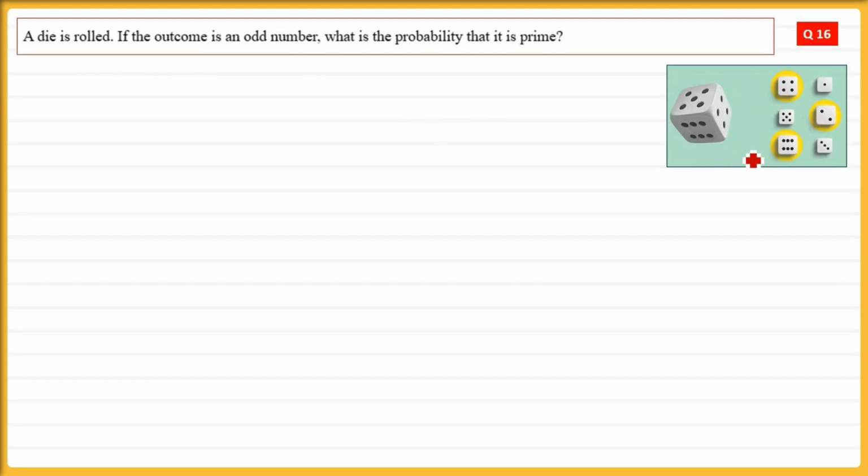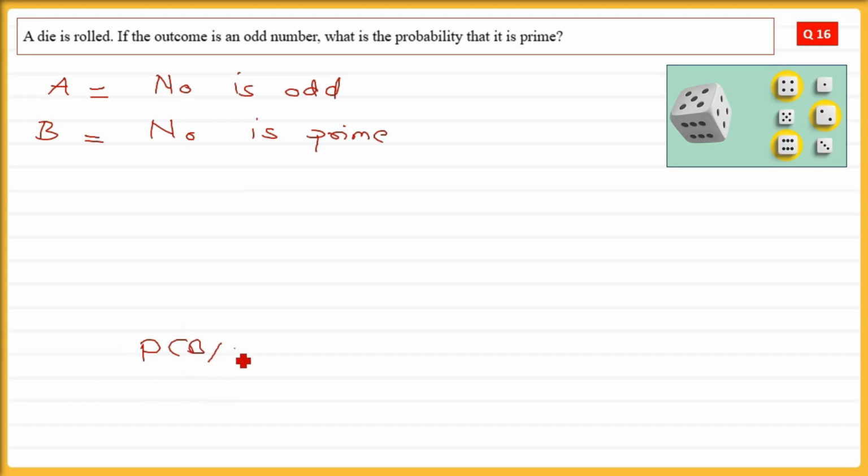A die is rolled. So we are talking about just one die. If the outcome is an odd number, what is the probability that it is a prime number? Let's make the events. So we have A and B. A is that the number is odd. B is the number is prime. Now we are writing the formula, P(B|A). Now when it is known that A has already happened, what is the probability of getting B? That is, if it is known that the number is odd, what is the probability that the number is prime? So P(A intersection B) or P(B intersection A) divided by number of elements in A or probability of A.